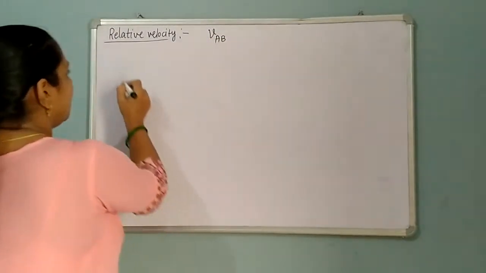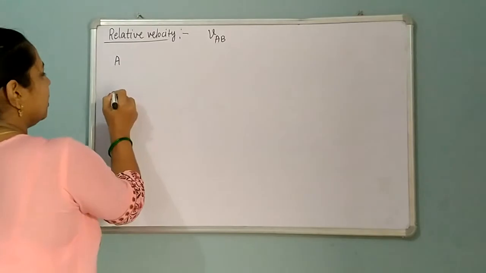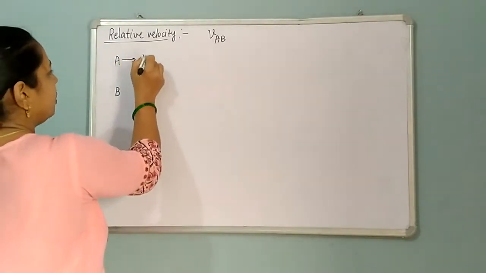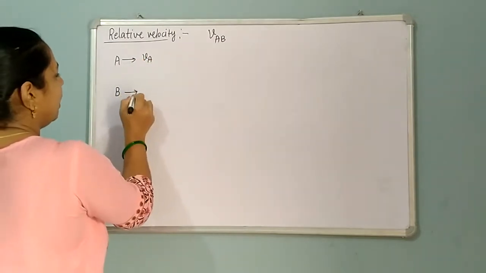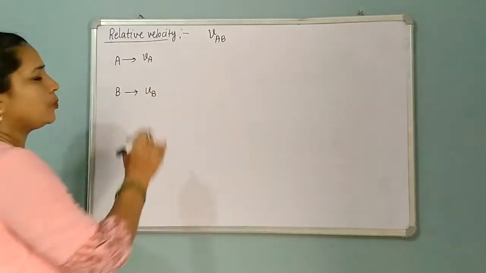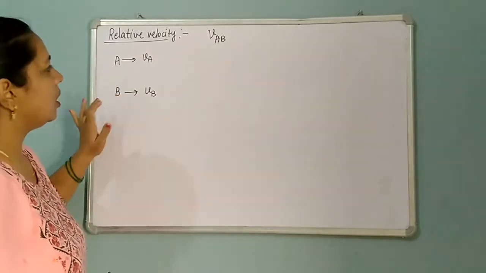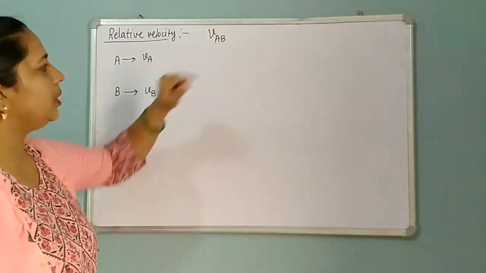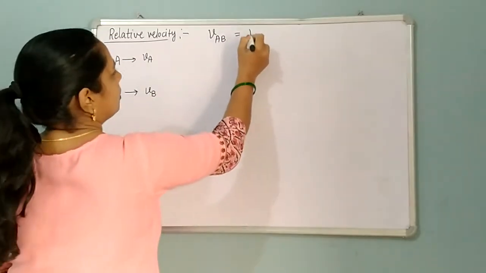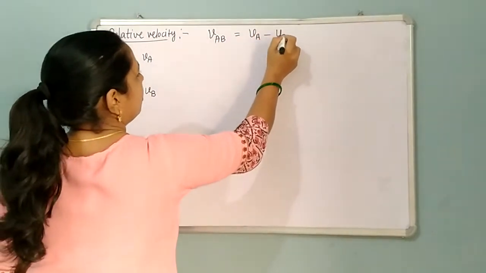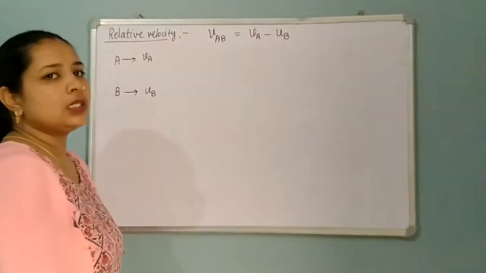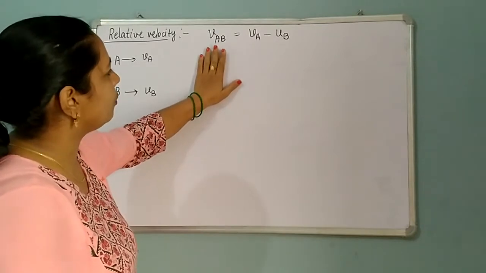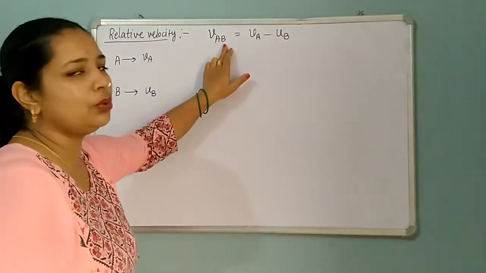Suppose a and b are two bodies. This is a and this is b, and both are in motion with particular velocities va and vb. Suppose we have considered these symbols, then how will we define v of ab? V of ab means va minus vb, and this is known as relative velocity of a with respect to b.